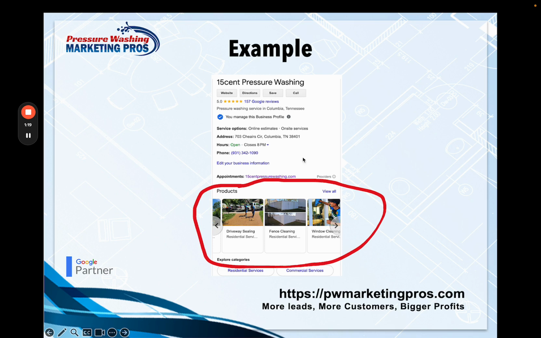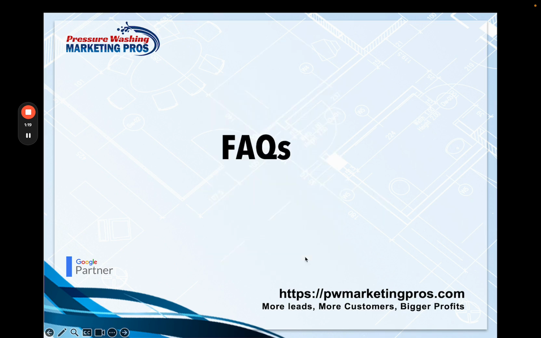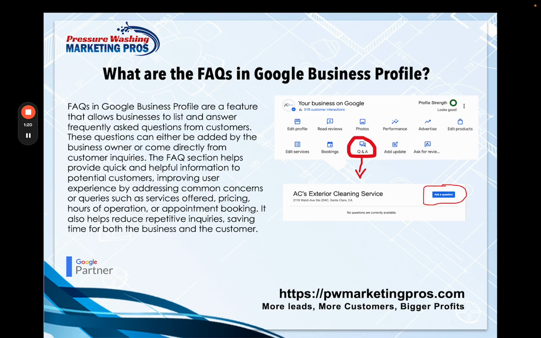When people are looking at your business, it shows exactly what that is. And so as you guys can see, we had the categories for the products, residential services and commercial services. So you guys can see exactly what we're doing on that. Now, guys, we have the frequently asked questions, or the FAQs portion of the Google Business Profile, which people don't know even exist, right, guys?